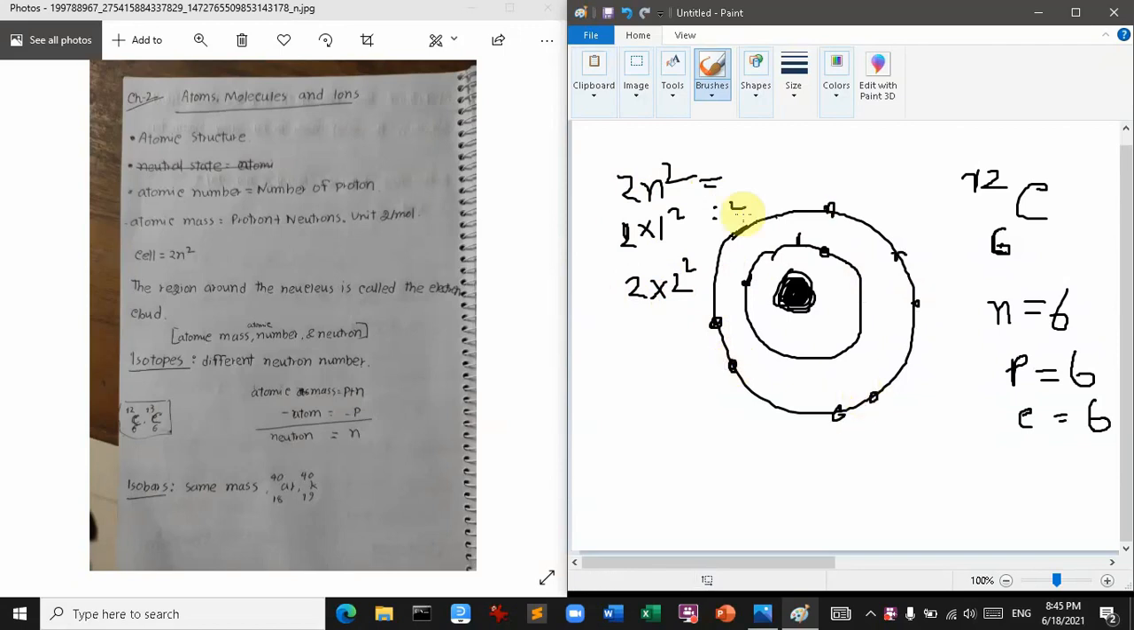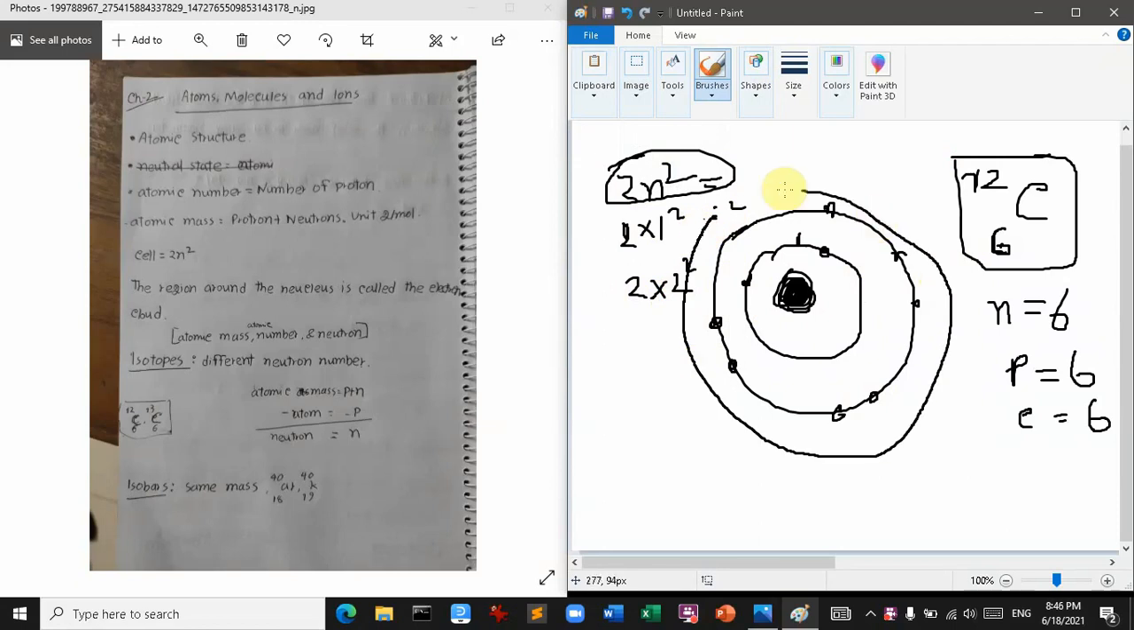So this is how we can construct an atomic structure of any atom with the help of this information as well as 2n squared, knowing how many electrons are in each shell. There are lots of shells, but mainly we talk about four shells, which are known as SPDF, and the K element.